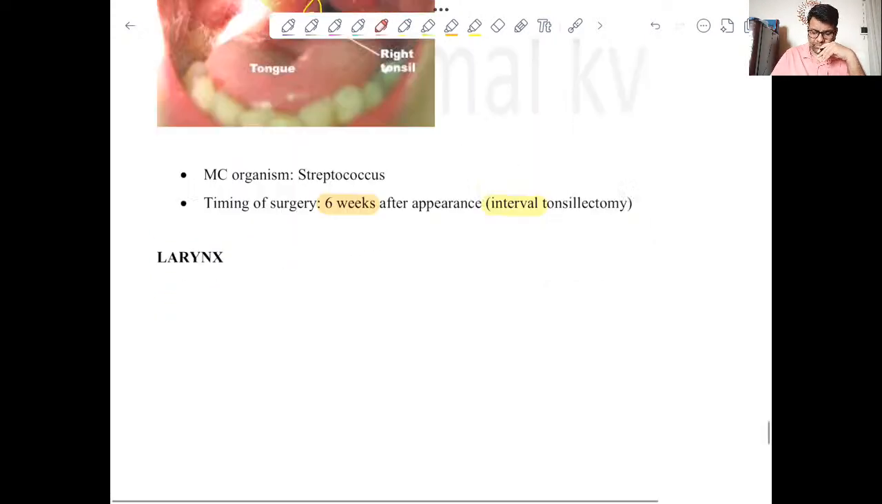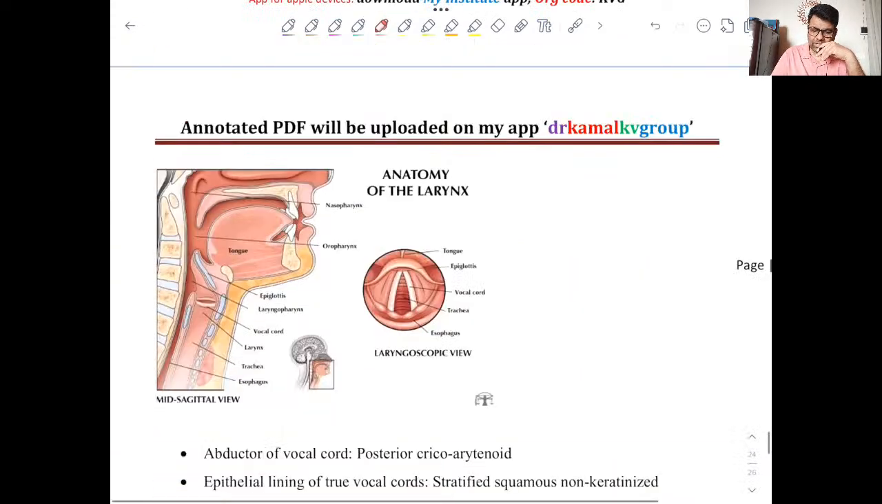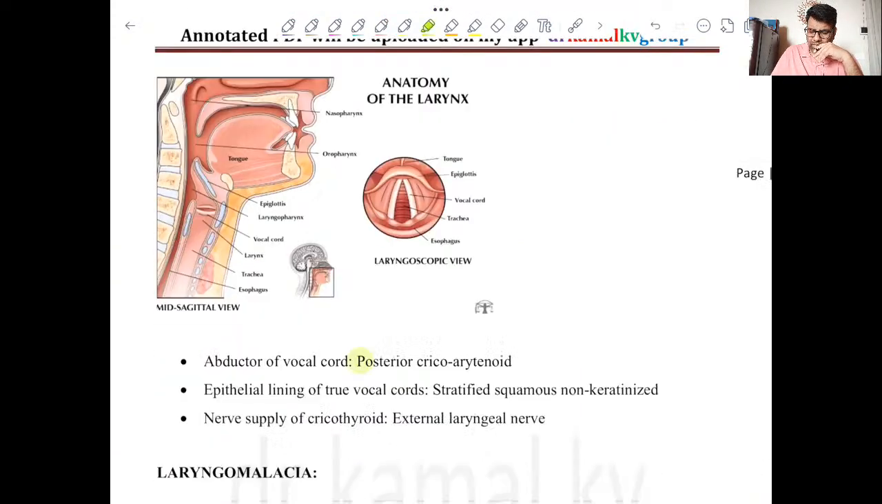And this is quinsy. Then moving forward to larynx, the abductor of larynx is posterior cricoarytenoid. I think everyone must be knowing that. And since it abducts, it is also known as the safety muscle of larynx. Clear? Because it abducts the vocal cords. So it takes the vocal cord like this.